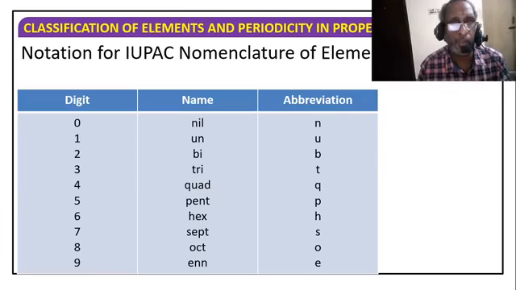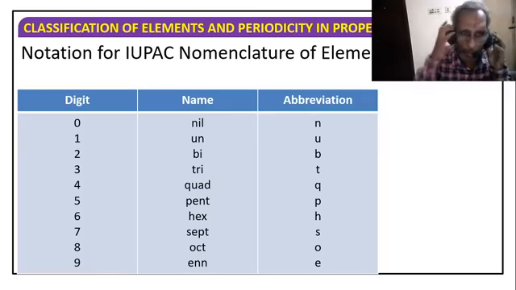Last class we have seen the arrangement of Moseley's modern periodic table, an array of elements in the form of horizontal rows called periods and vertical columns of elements called groups. Moseley's modern periodic table consists of 7 periods and 18 groups. We have seen the arrangement of the different periods, and you have also answered different questions well on these lines.